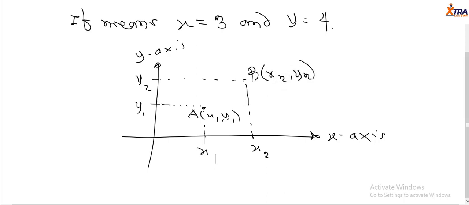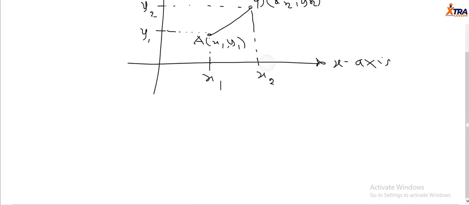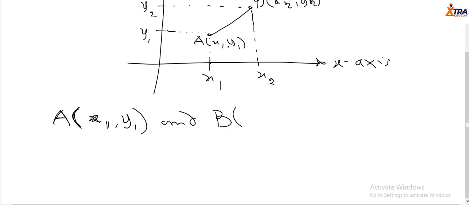So we join this point to this point now, so we have A equal to, in brackets, the coordinate of (x1, y1), and B, we have (x2, y2).